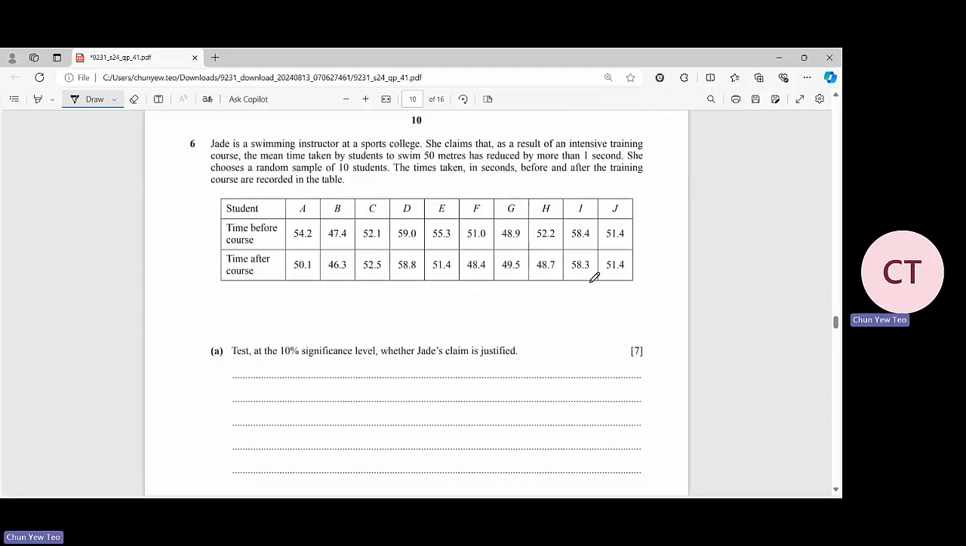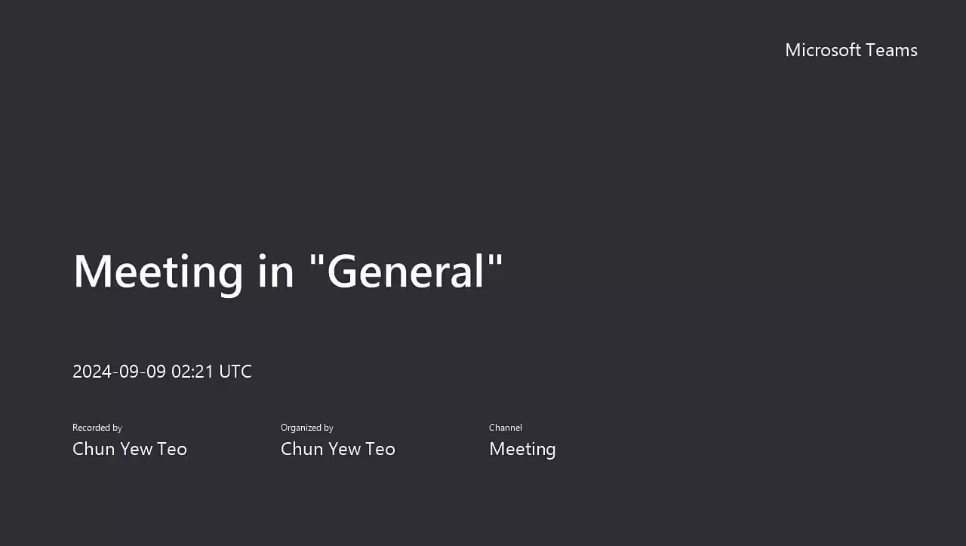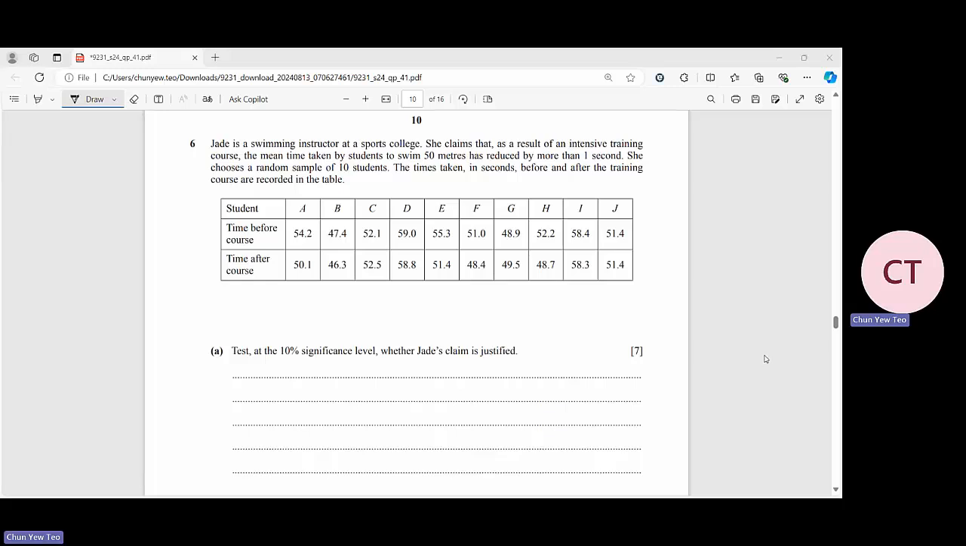Now we move on to question number 6. Jade is a swimming instructor at a sport college. She claims that as a result of an intensive training course, the mean time taken by students to swim 50 meters has reduced by more than 1 second. She chooses a random sample of 10 students. The times taken in seconds before and after the training course are recorded in the table. So that means the time has improved by more than 1 second.